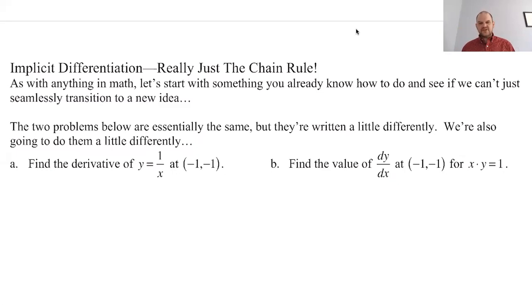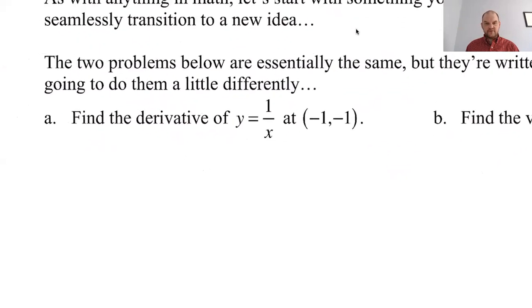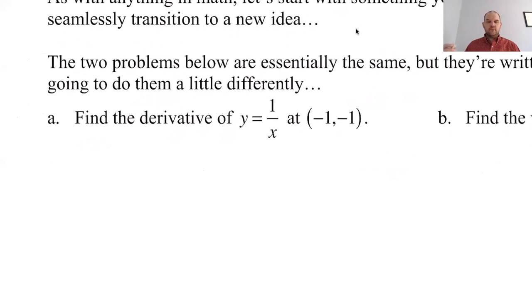So we're going to start with an idea that seems a little weird. We're going to do the same problem basically two different ways. In the second way, I'm going to demonstrate kind of what it means to use implicit differentiation. So for the first problem, we want to find the derivative of y equals 1 over x at (-1, -1). So (-1, -1) is a point on the curve.